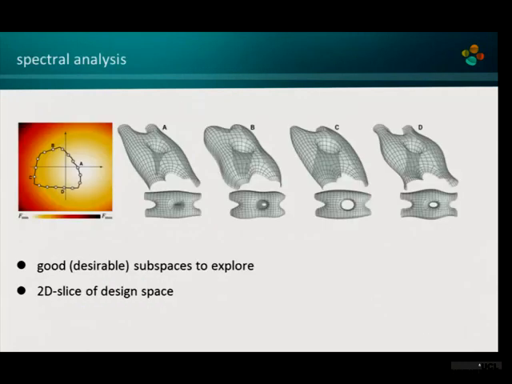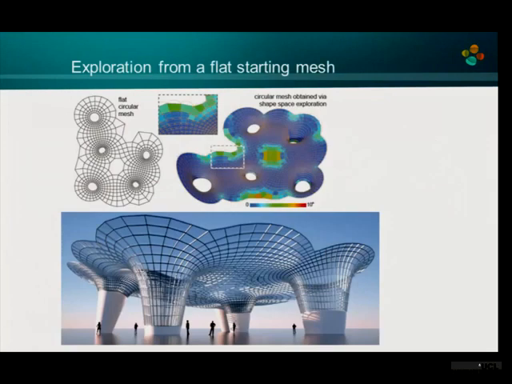And then you can do, say, spectral analysis on these functions, and then you find out the good subspaces in which you can explore. And for example, here is a 2D slice through the tangent space, which gives you a certain two-dimensional part locally of this constraint manifold which you can explore. And instead of talking too much, maybe I show a video.